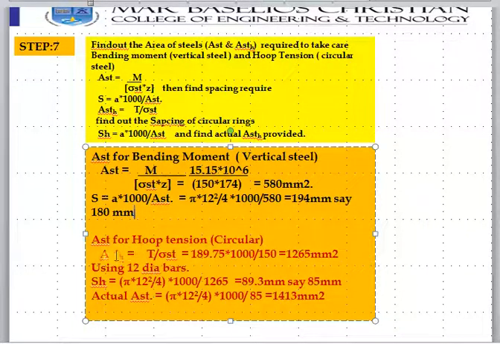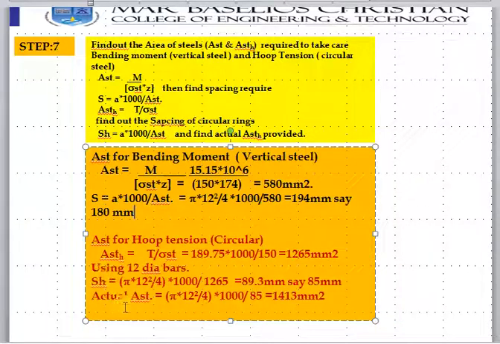Similarly, for hoop tension, AST is nothing but tension divided by sigma ST. So you will get 1265 millimeter square. So use 12 mm, because you can use 16 mm diameter bar also. If you are using 16 mm diameter, higher diameter bar, what will happen is your spacing will be more. If you are using lower diameter bar, your spacing will be less. So in this case, I have used 12. I could have gone for 16 also. Nothing wrong in that. So time being, let me use 12.